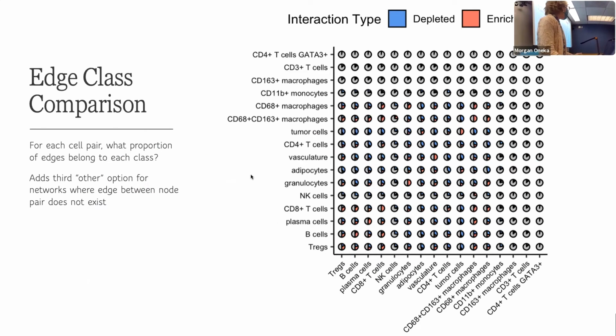So if you do want to look at edge class comparison, I do have this pie chart visualization for that. What this does is it looks at every single cell pair and calculates the proportion of edges that belong to each class. So it'll go through every single patient once again and count the number of edges that are depleted or enriched, and then it assigns everything else to a third class. So if a patient doesn't have an edge between those two nodes, it just considers it other or neither or whatever.